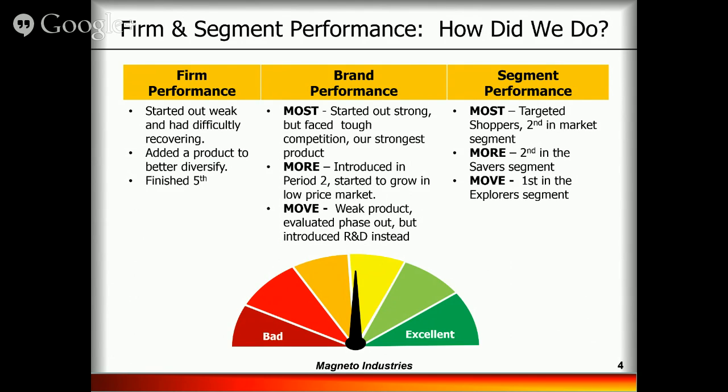So for brand performance, Most started out strong, but it faced a little bit of tough competition. Overall, it was the strongest product. More was introduced in the 2nd period, and it started to grow in the low-price market, but didn't have the brand awareness that perhaps we needed to make it as strong as it could be. It's still growing in the 6th period and getting even stronger. And then Move was a relatively weak product. It was poorly placed. I considered phasing it out, but instead I opted to introduce R&D and improve the product and go after the Explorer segment with it.